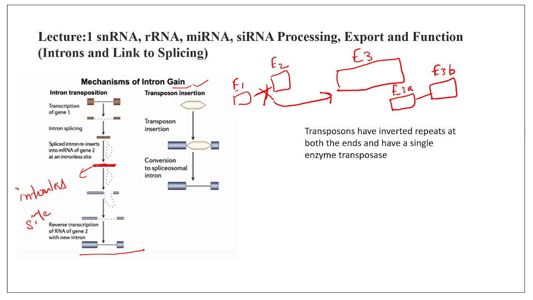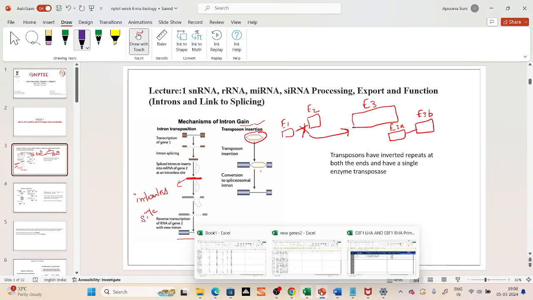Another thing which can help in the gain of introns is transposons. We have already studied transposons earlier, I think in the last class we discussed one question regarding transposons. What can happen is that transposons themselves can be inserted. This is a transposon, and this transposon can be inserted, and then it can be converted into a spliceosomal intron. That means transposons are not helping in the insertion of introns; transposons themselves are getting inserted. Do you understand the difference? Transposons do not help in the insertion of some existing introns.